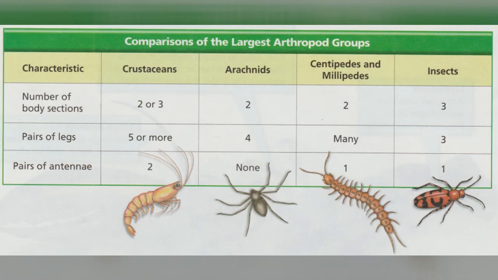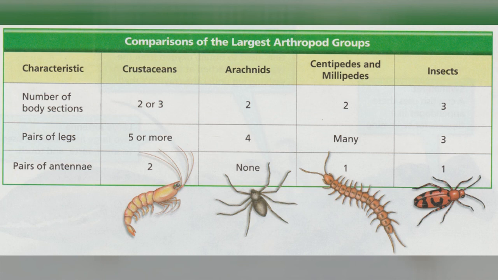Another characteristic of arthropods is their immense diversity. In fact, scientists have identified more species of arthropods, literally over 1 million, than all other species of animals combined. There are probably many others that haven't even yet been discovered. You can look at the image here and compare some characteristics of the 4 major groups of arthropods. You'll see characteristics like number of body sections. Crustaceans have 2 or 3, arachnids have 2, centipedes and millipedes have 2, and insects have 3.